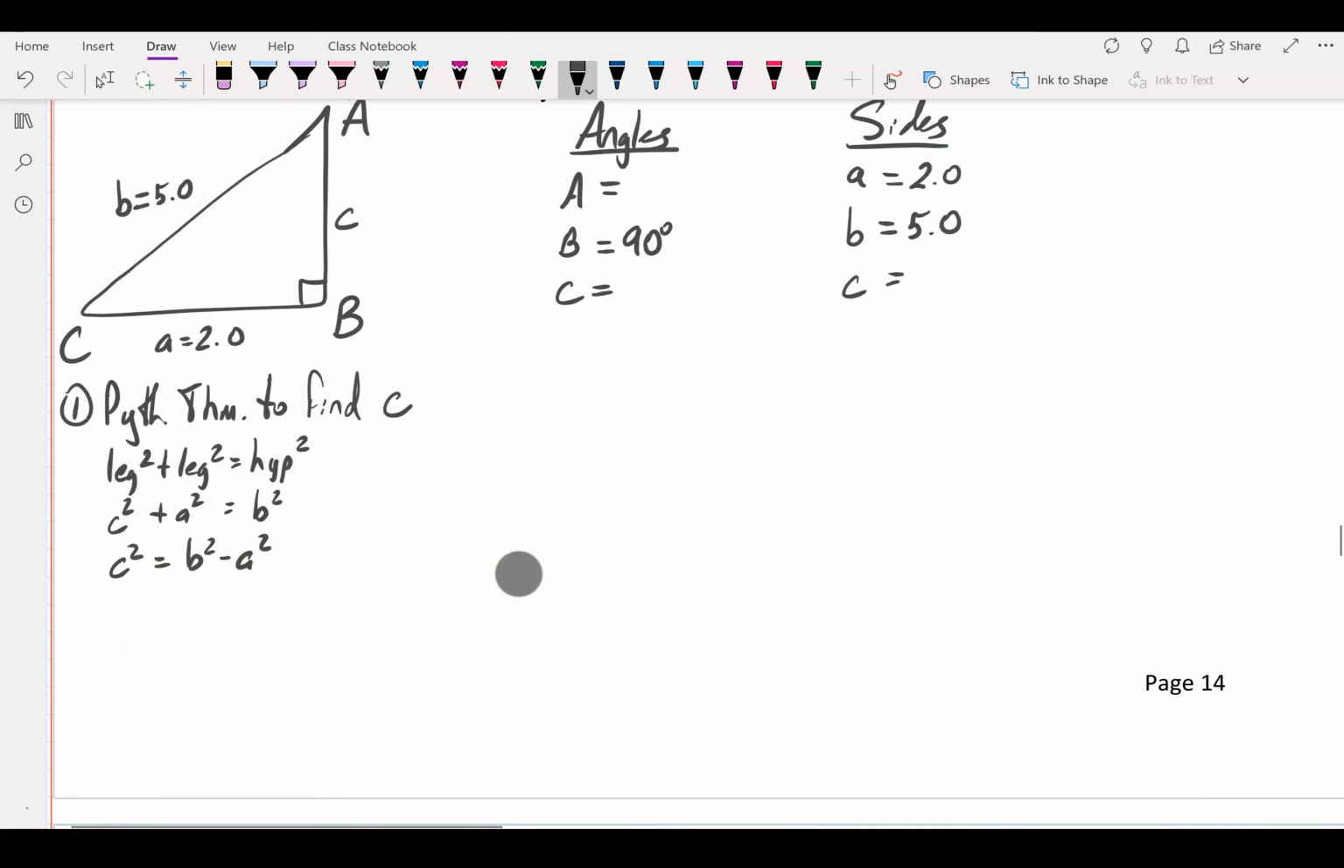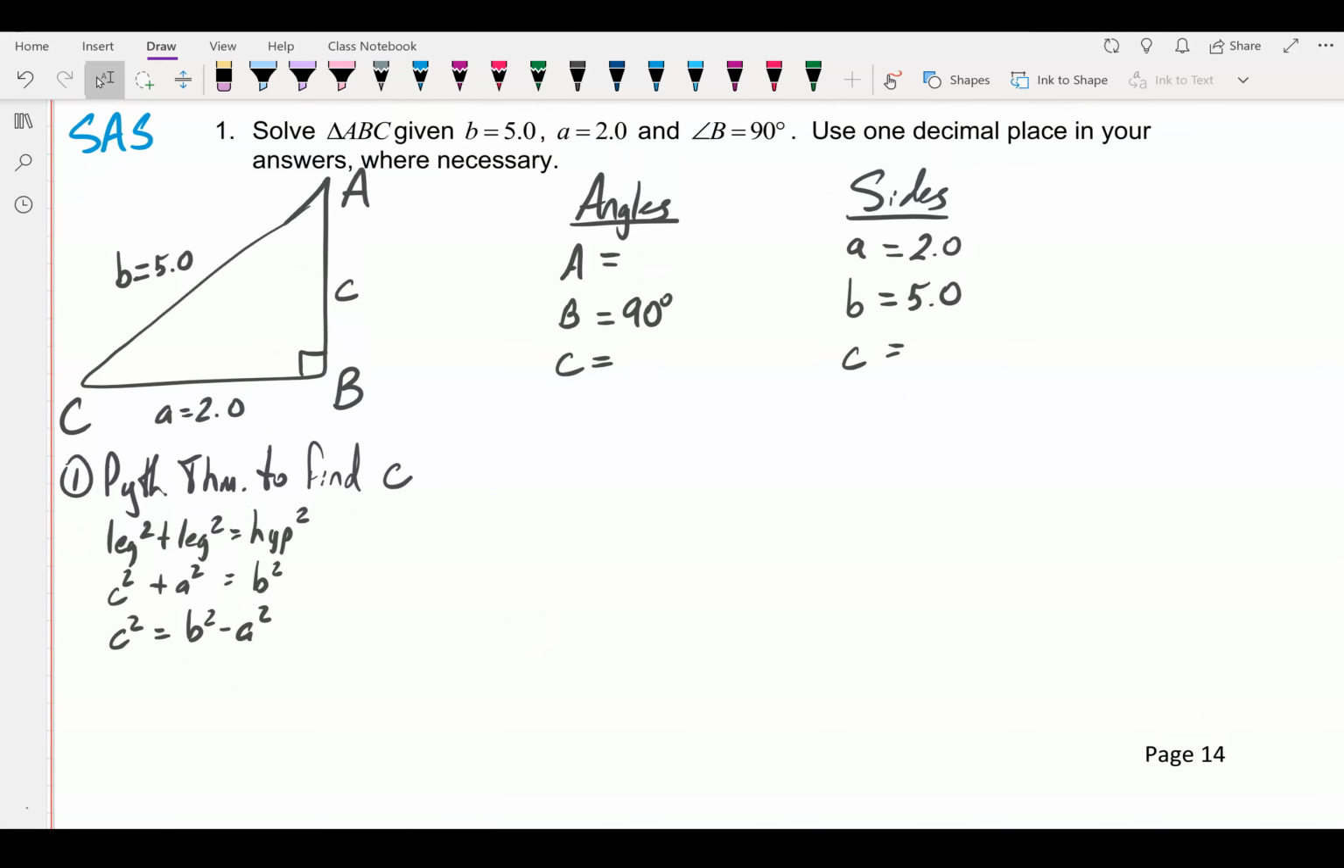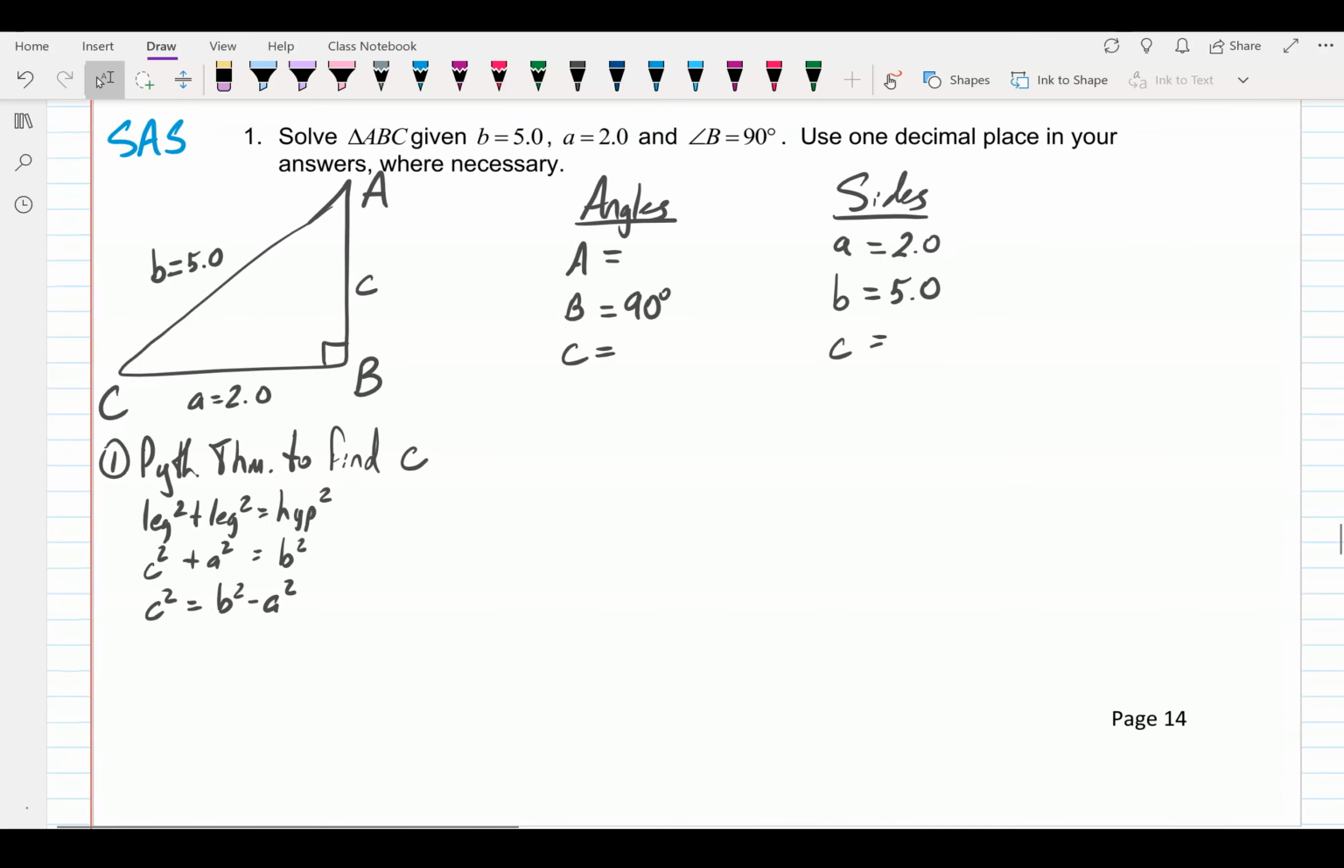So take a moment to make sense of that. It's crucial that you can understand that piece. I'm just going to zoom out a tiny bit so I have all the space. All right, let's fill things in.